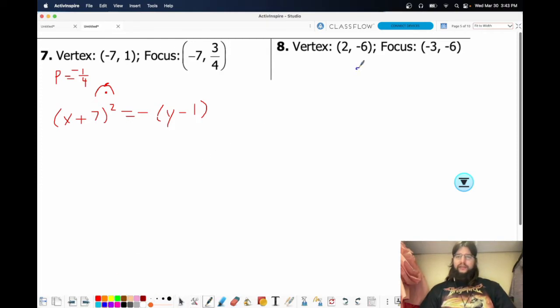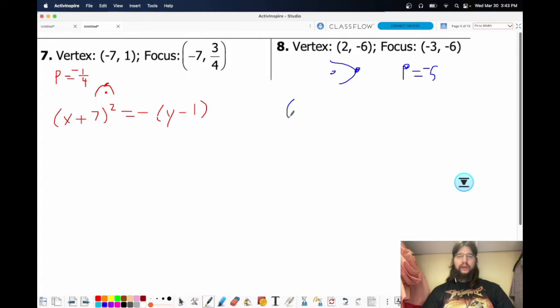All right. Here's my vertex. This time my y value is not changing, so I'm either going left or right. Focus is to the left, so we're opening like that. So P is going to be 5 units away, and it's negative because we're opening to the left. We can say how far is it from 2 to negative 3? Well, that's subtract 5 units.